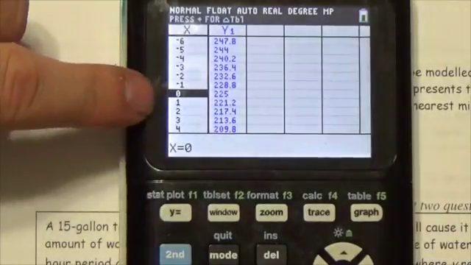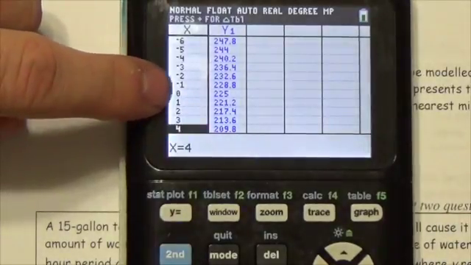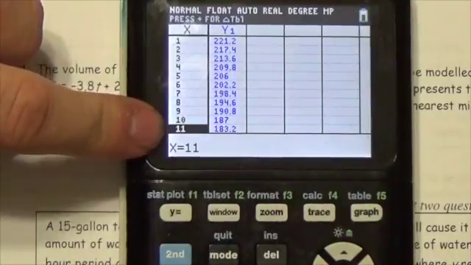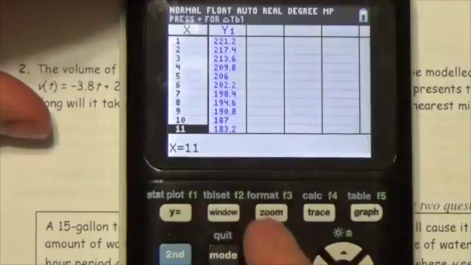That's the value of it when x is equal to 0. And when I go up to 10, it's still at 187. So this graph is substantially above my zoom settings here.